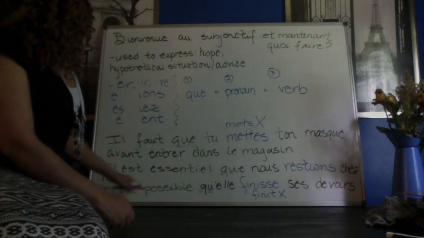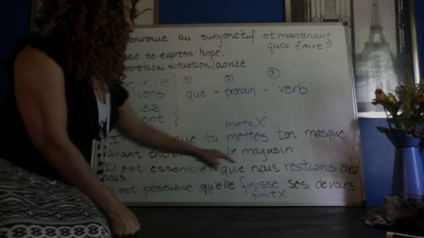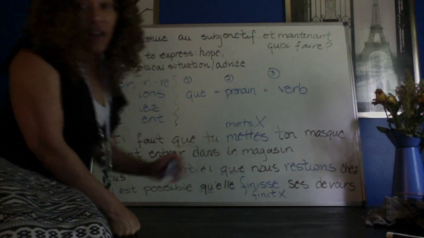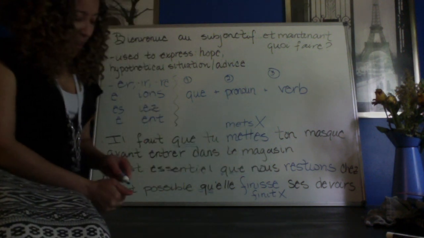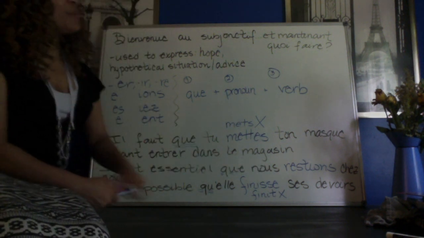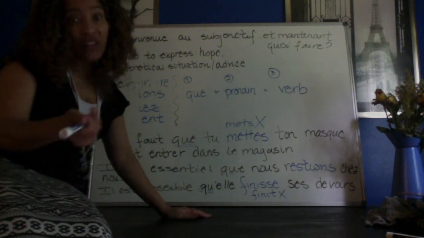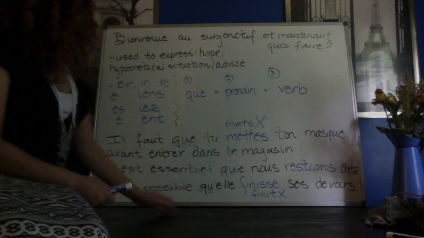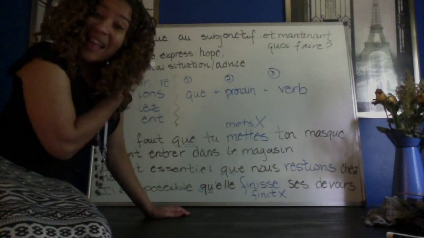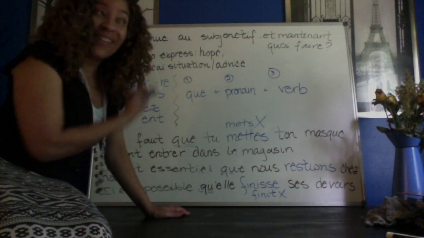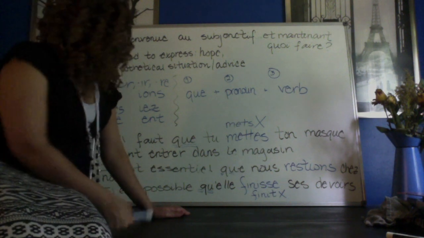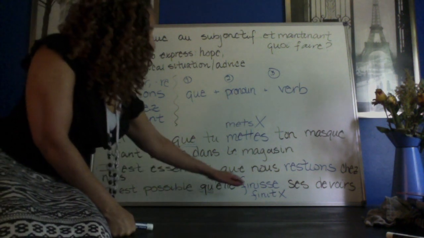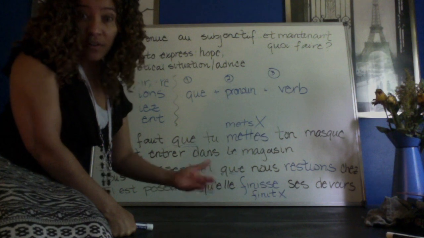finishes her homework. It's possible that she finishes her homework. Right? Well, don't you think it would be possible that she would finish her homework? No, that's the conditional. Is it possible that she will finish her homework? That's the future. So we're talking about the subjunctive. So we're saying it's possible that she finishes her work, her homework.